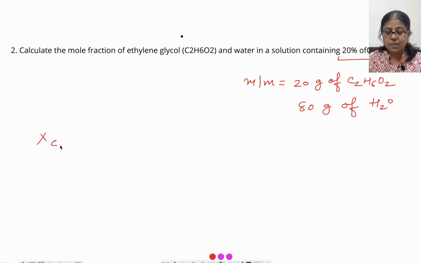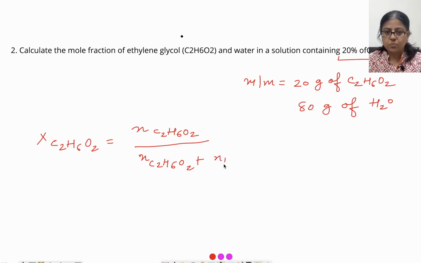Mole fraction of ethylene glycol is equal to the number of moles of ethylene glycol, C2H6O2, divided by the total number of moles present in the solution, that is, the number of moles of C2H6O2 plus the number of moles of water. Put the values here: number of moles of C2H6O2. How to calculate the number of moles of ethylene glycol? Divide the given mass of ethylene glycol by its molar mass.